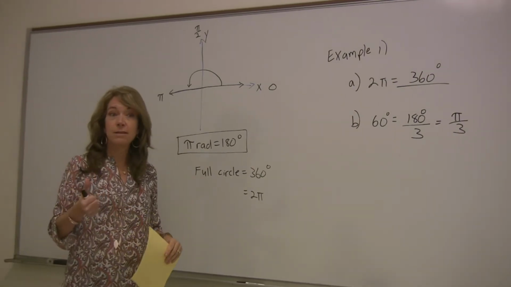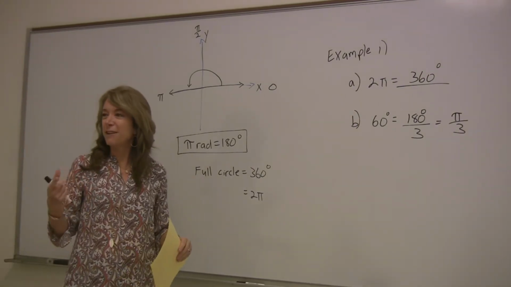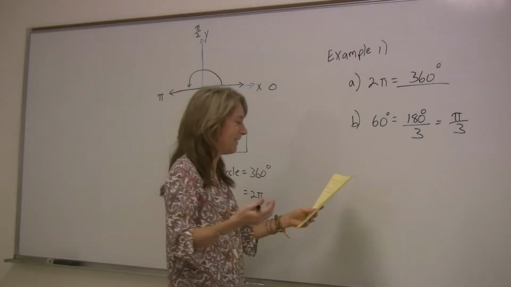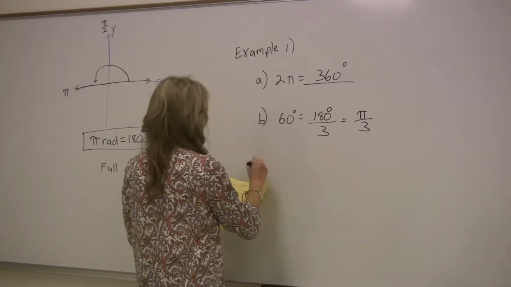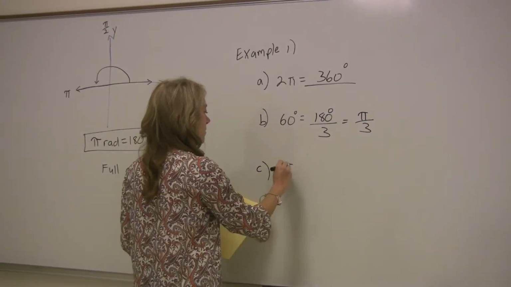Still feeling smart? This way it works, right? We start off feeling smart, and okay, when does it get hard? Okay, so C is pi over 4.